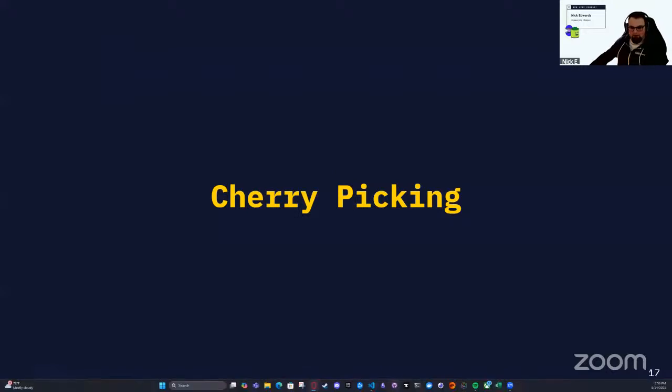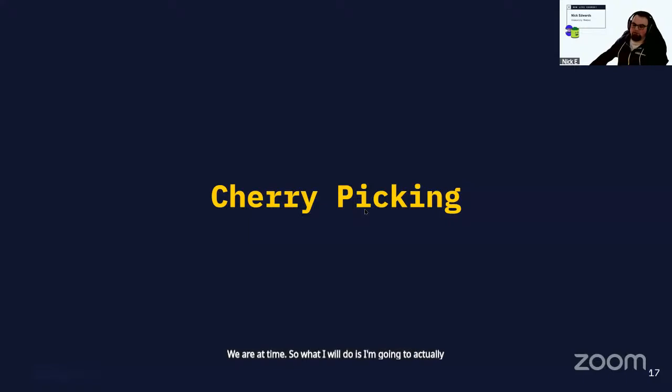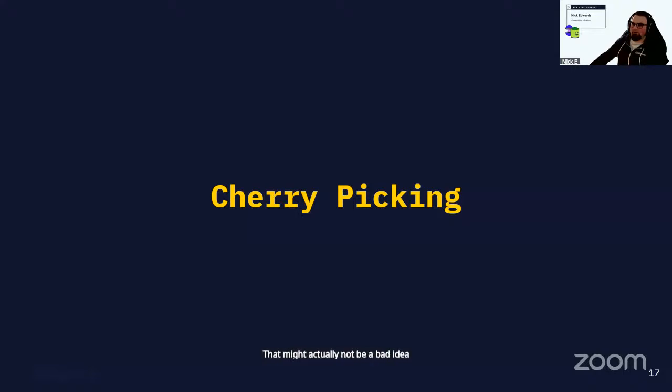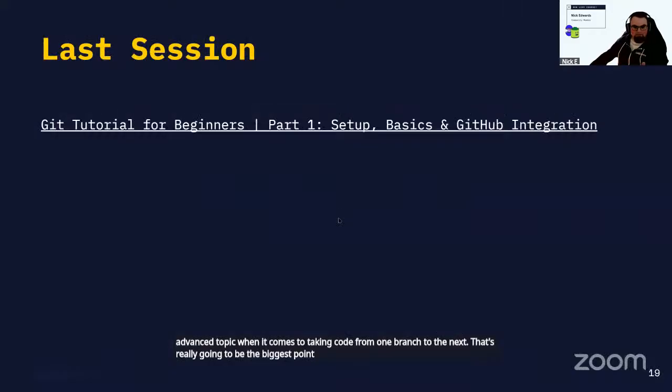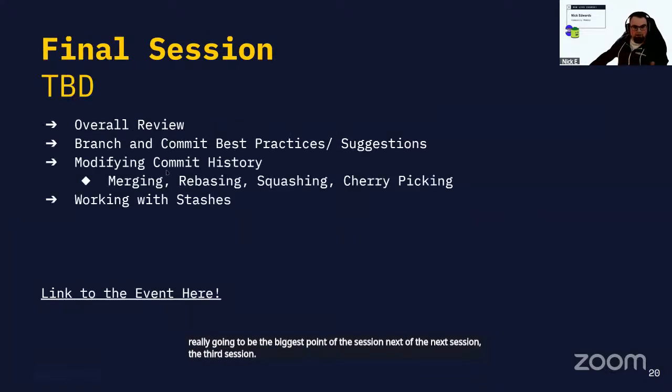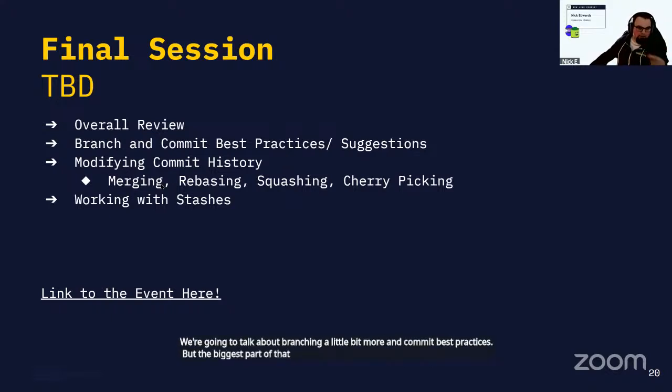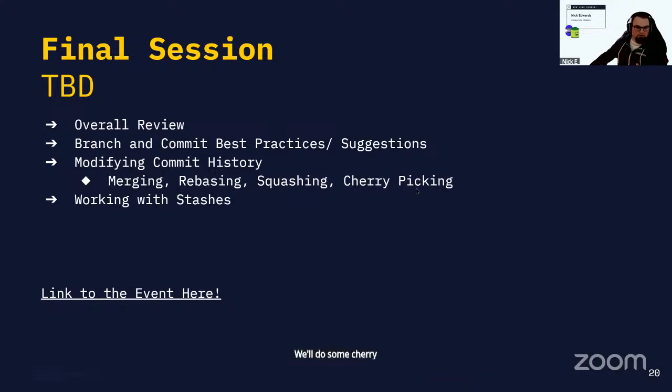We are at time. So what I will do is save cherry picking for session 3. That might actually not be a bad idea because cherry picking is another advanced topic when it comes to taking code from one branch to the next. That's really going to be the biggest point of the next session, the third session. We're going to talk about branching a little bit more and commit best practices. But the biggest part of that session is going to be talking more about merging, rebasing, squashing. We'll do some cherry picking as well because we didn't have time today.